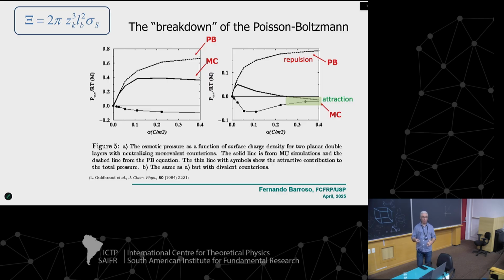What does it tell you? Well, first of all, you have just a number. Here we have the valence to the power 3. So if I have a monovalent ion, it's going to be 1 to the power 3. If I have a divalent ion, it's going to be 2 to the power 3, and so on. Here I have the Bjerrum length, which for water at room temperature, as I just told you, is 7.1 angstroms. And then you have the surface charge density here.